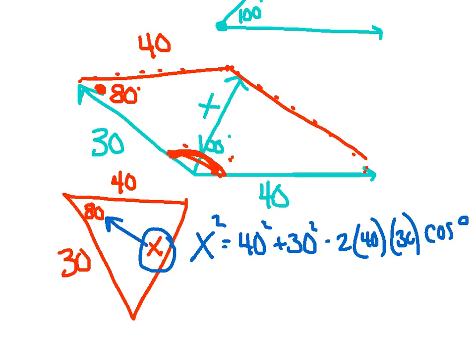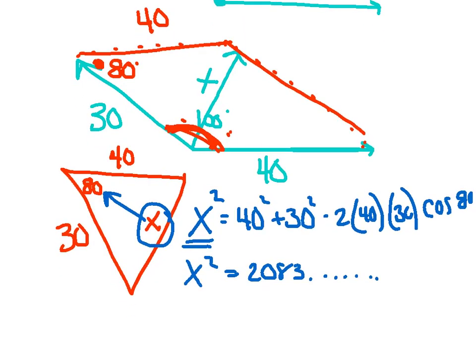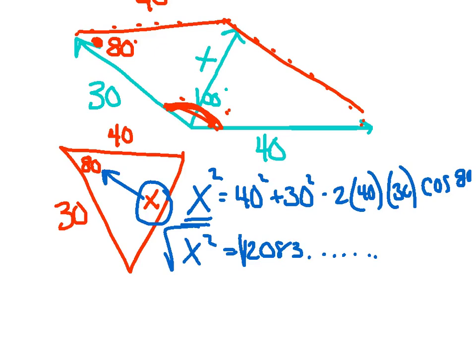Now this is another nice easy one. X is by itself, so plug and chug. I've got x squared equals 2083 point blah blah blah. I store that into alpha A, and then I'm going to take the square root of both sides, and I get x equals 45.6 pounds to the nearest tenth.